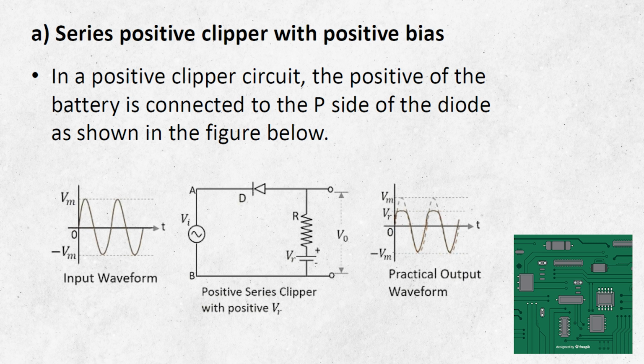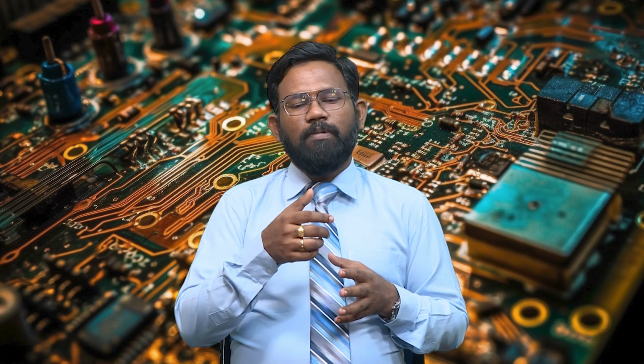In a positive biased clipper circuit, the positive of the battery is connected to the P side of the diode, as shown in the figure. The direction of the battery voltage is kept such that it works as positive biasing. So, the positive of the battery is connected to the P side of the diode. This forms the series positive clipper with positive voltage.